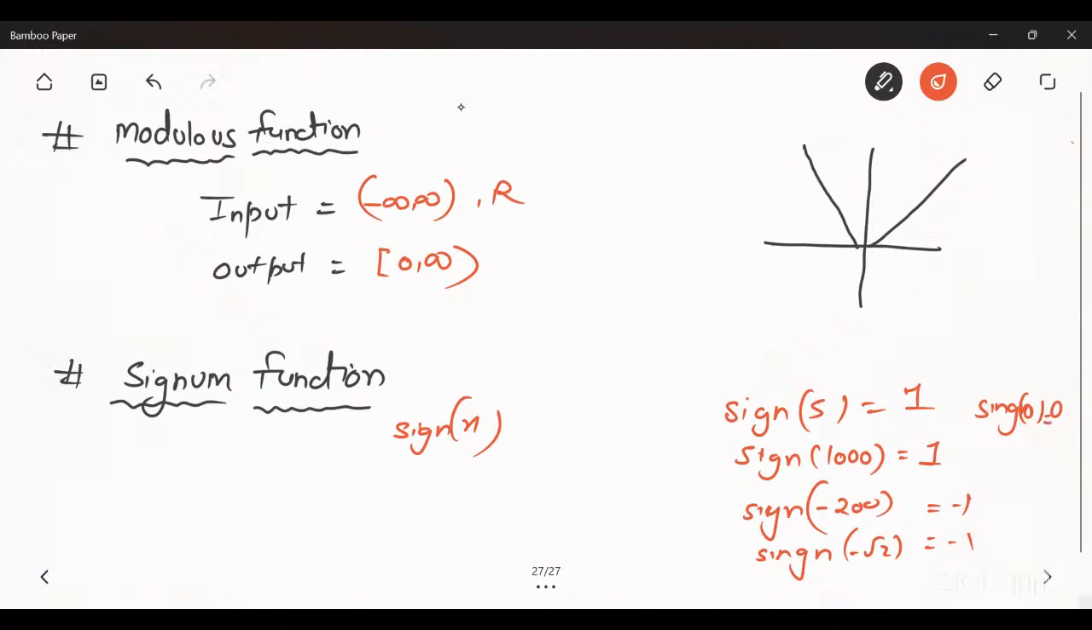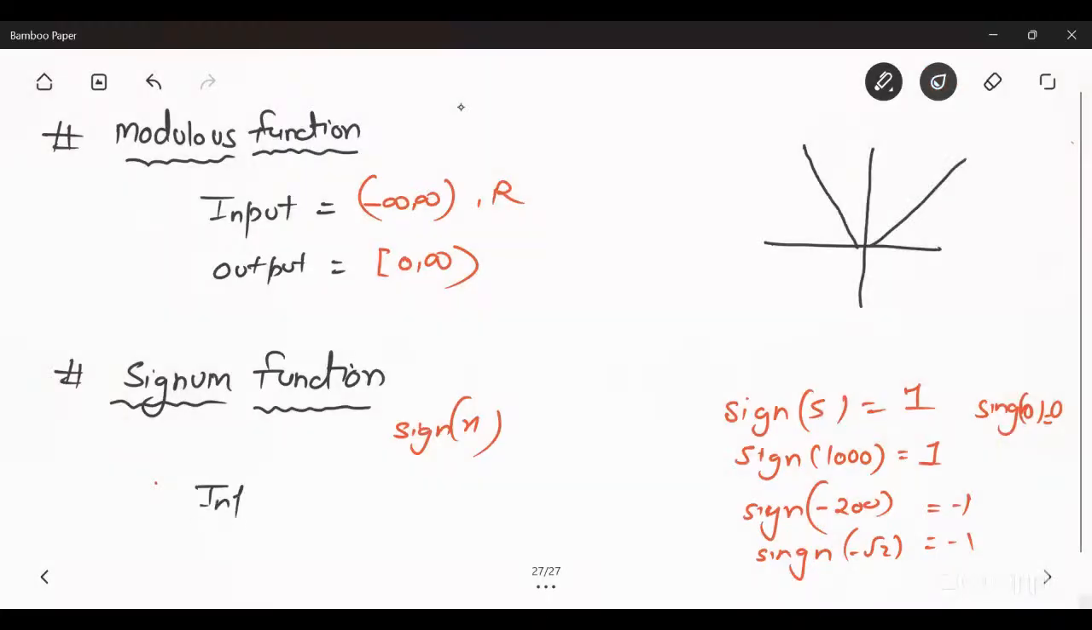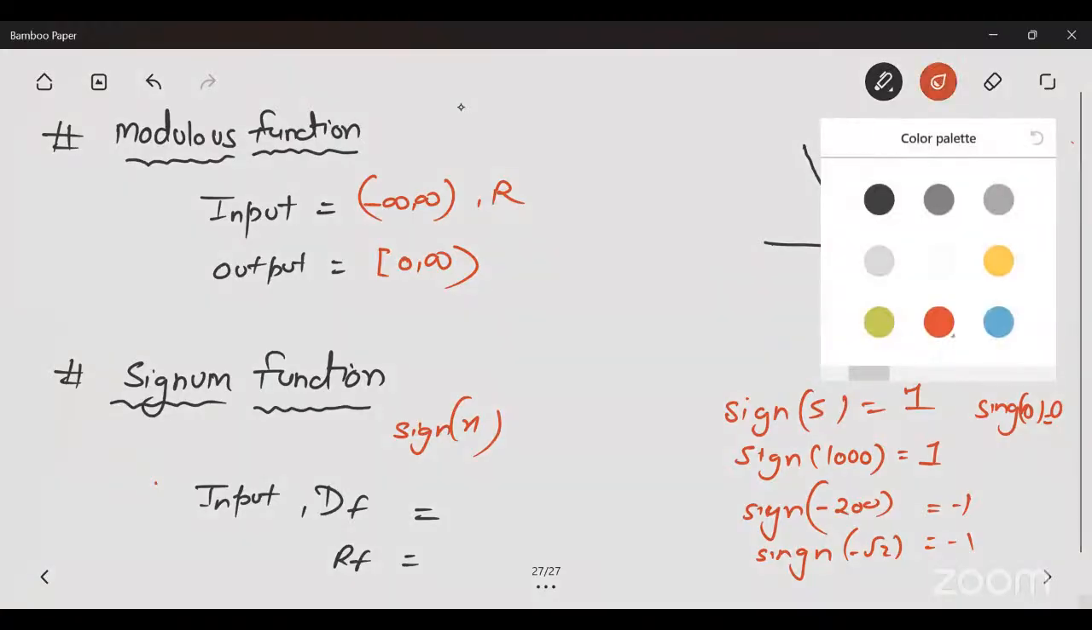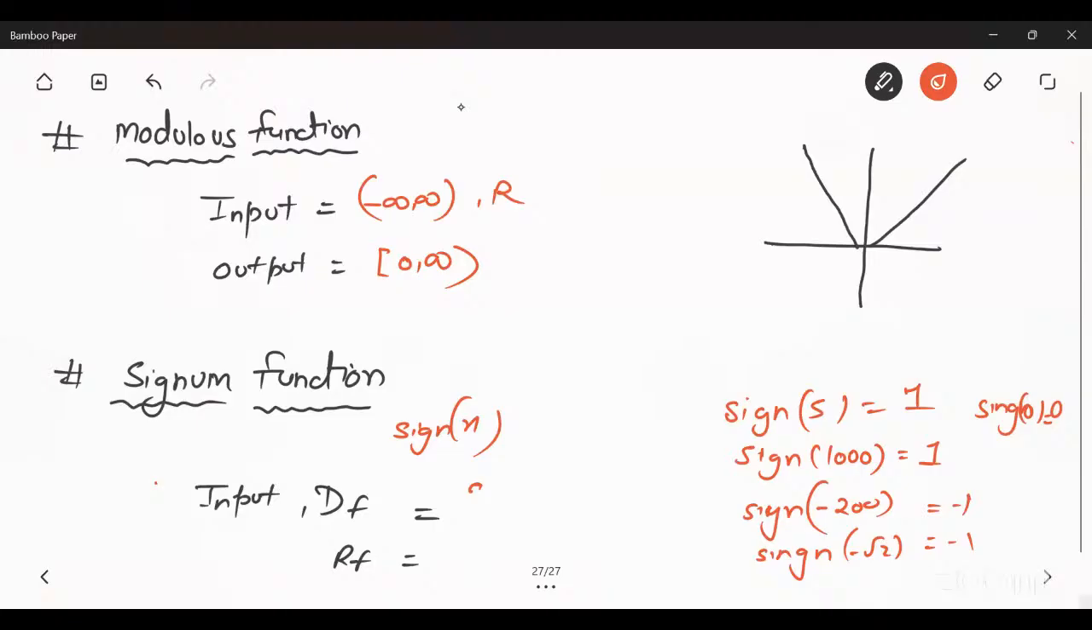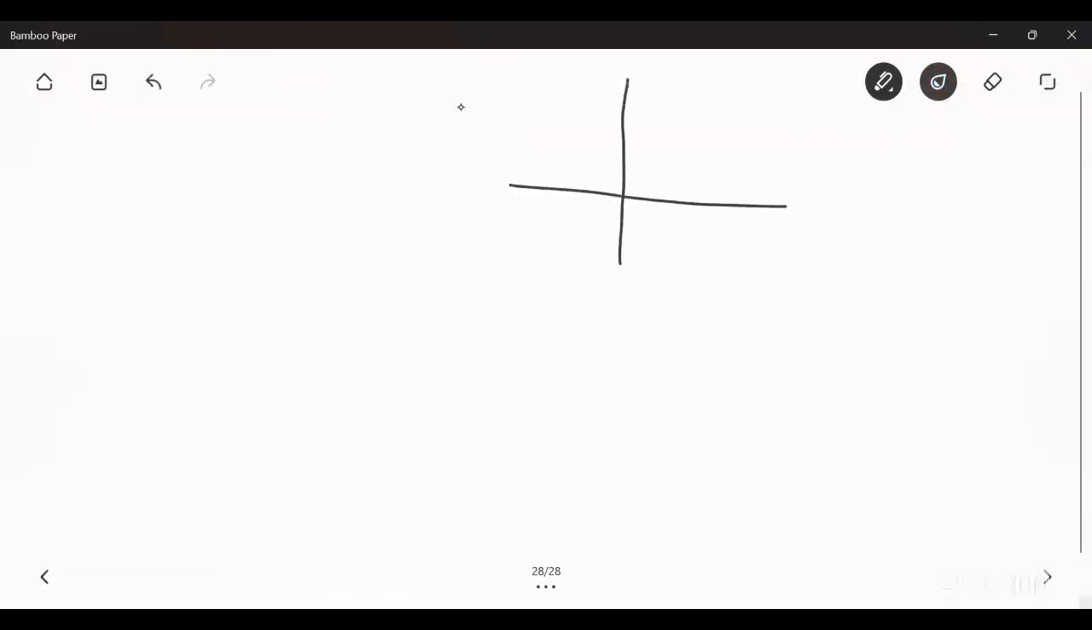Okay, so what is the input, or you can say the domain, of the signum function? We can put any real number inside x. So it is from minus infinity to infinity, or you can say R. And the range of the function is -1, 0, 1. For any negative number, you will get the value -1, for any positive number, you will get the value 1, and for 0, you will get 0 as the value. Okay, so the graph of that function is like that.